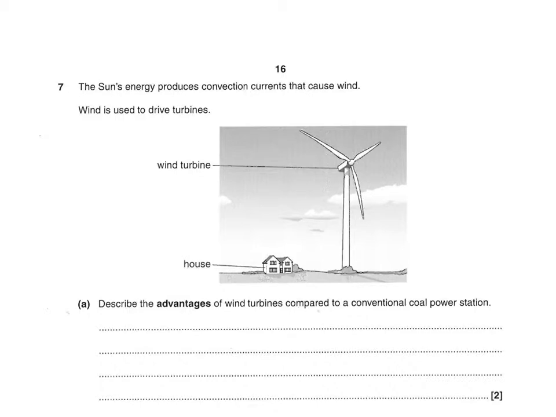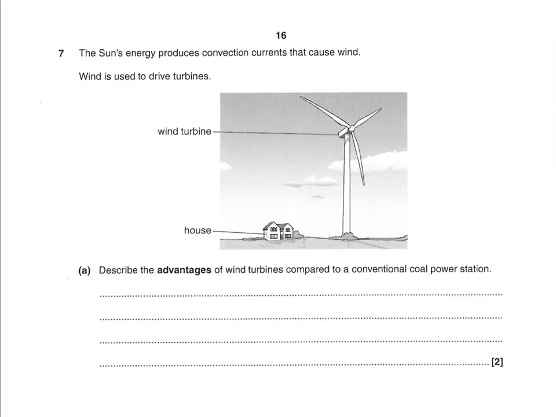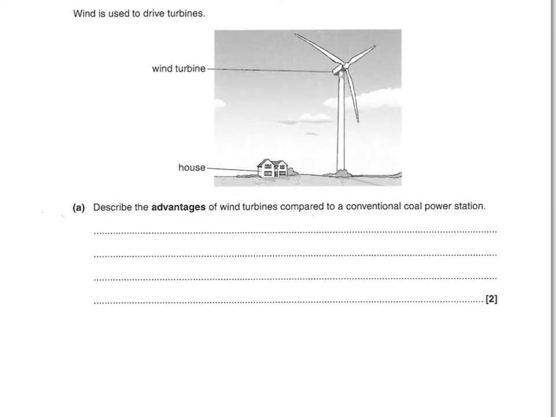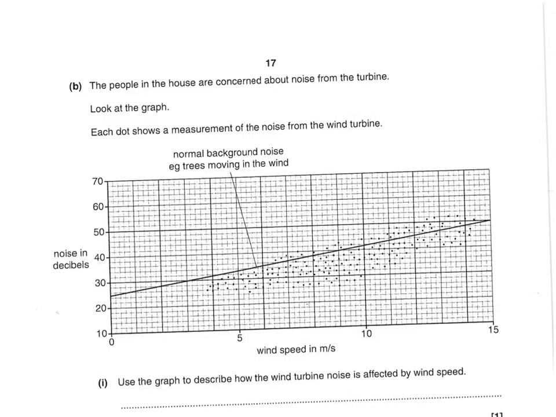The sun's energy produces convection currents that cause wind. Wind is used to drive turbines. Describe the advantages of wind turbines compared to a conventional coal-powered station. So first is the idea that there's renewable energy, or you could say there's no polluting waste, or you could say that crops can be grown underneath them, or they can be put at sea, or they're useful in remote locations. So any 2 of those would get you those 2 marks.